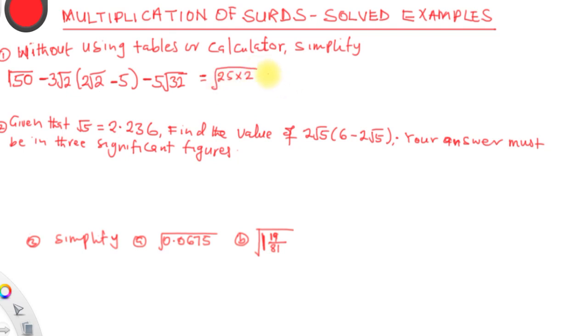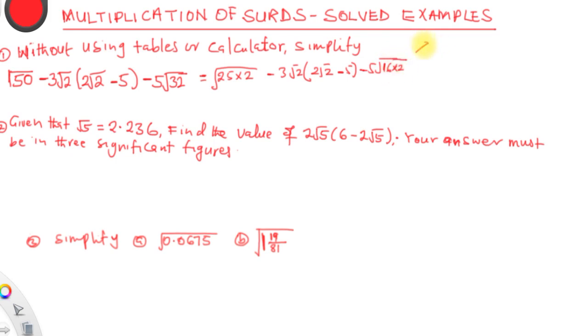And then minus 3 root 2 into bracket 2 root 2 minus 5. And then minus 5 root 32. It's also not simplified. So how do you simplify that? That is 16 times 2, because 16 times 2 is 32. So we get that one.